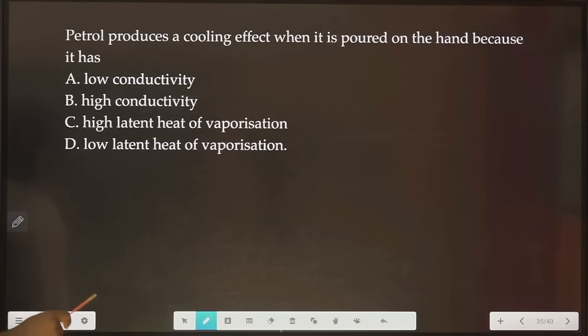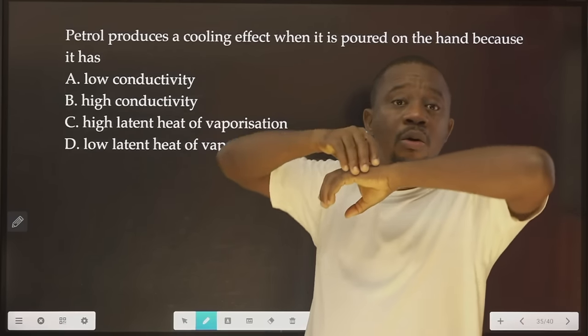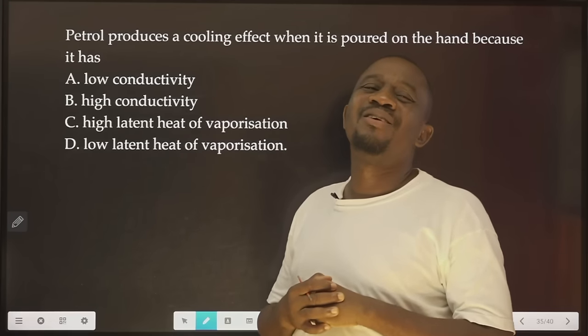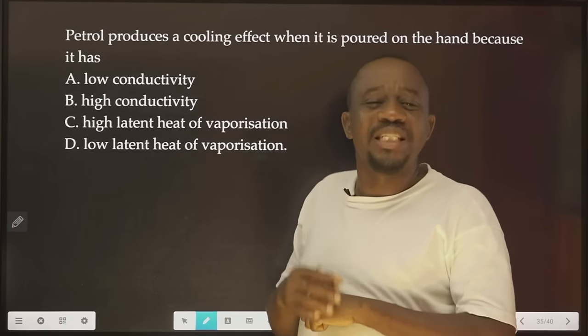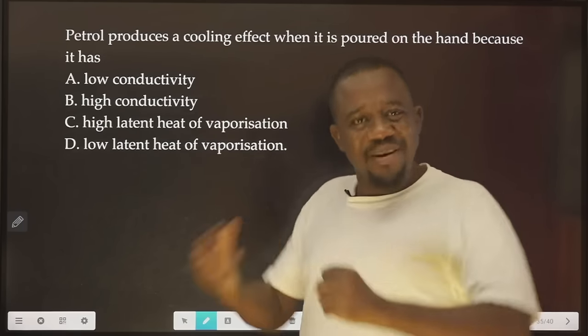Let's look at it. It says, petrol produces a cooling effect when it is poured on the hand because it A, has a low conductivity, no. B, high conductivity, no. C, high latent heat of evaporation. D, low latent heat of evaporation. What is this? Because the answer is here. If you pour petrol on your hands, you will feel cold. But if you pour water, no. Why? Because water requires a lot of heat to evaporate. For petrol, just with little heat, it will evaporate.